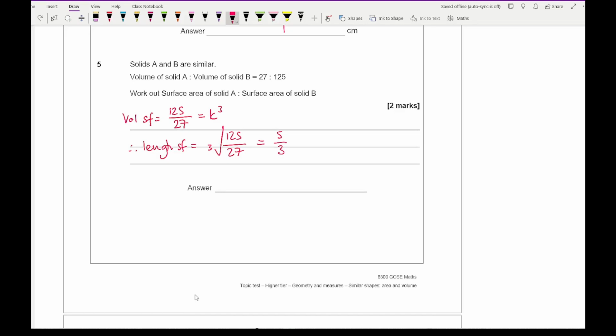So then I can work out the area scale factor, and that's what k is. The area scale factor, which is k squared, is going to be 5 over 3 squared. 5 squared is 25, and 3 squared is 9. And obviously because A is smaller than B, I just need to change those around, so it's going to be 9 to 25.